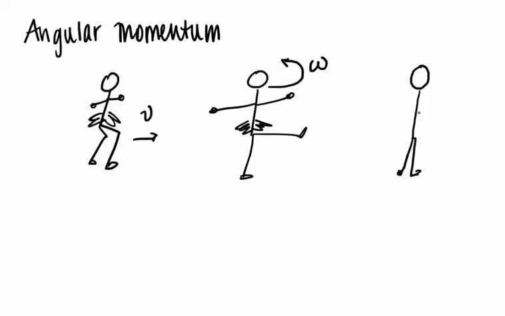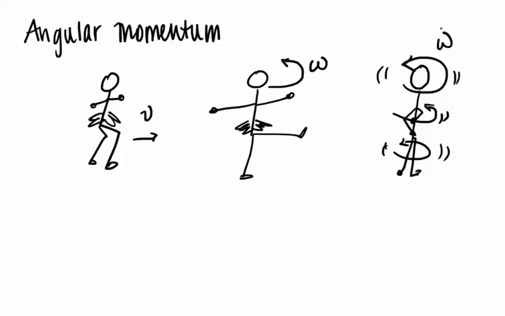So my goodness, we're going to spin with our arms tucked in around us. Spinning around and around and around, very fast spinning. Right, lots of omegas. Even bigger omega. Okay, so how in the world are we going to go from a little initial velocity to a much bigger final angular speed?